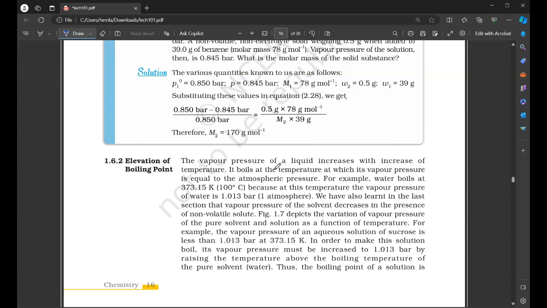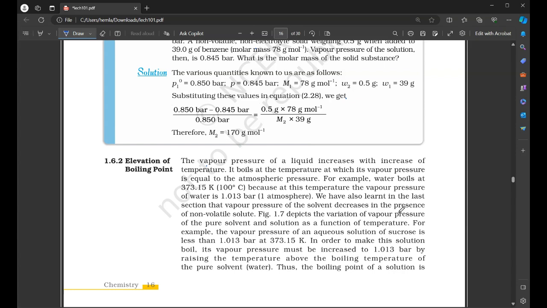Boiling occurs at the temperature at which the vapor pressure equals atmospheric pressure, like I told before. The boiling point is when the vapor pressure is equal to the external pressure. For example, water boils at 373.15 Kelvin, 100 degrees Celsius, because at this temperature the vapor pressure of water is 1.013 bar, 1 atmosphere.